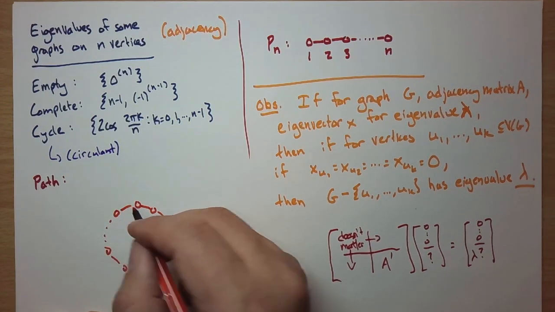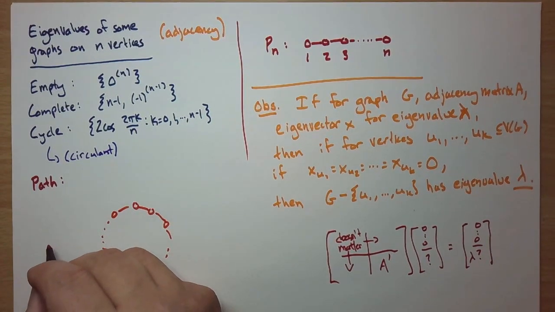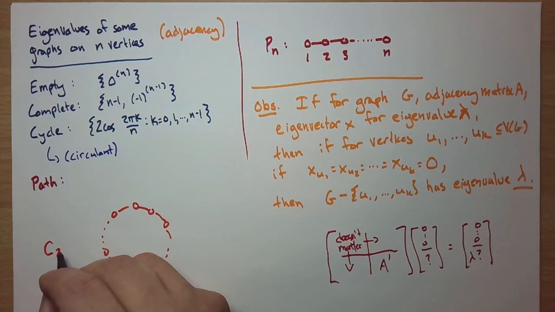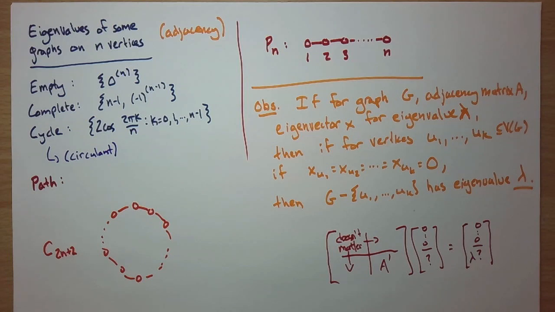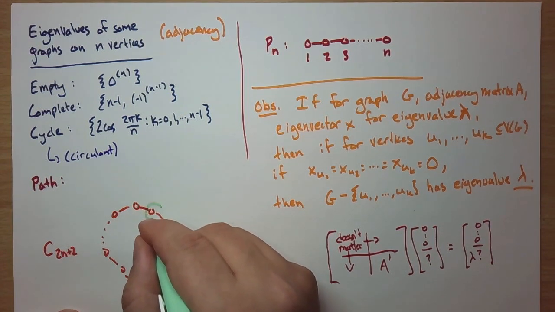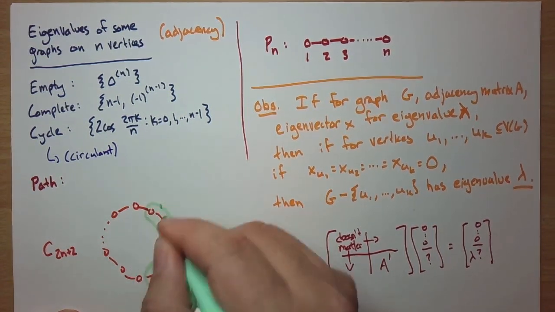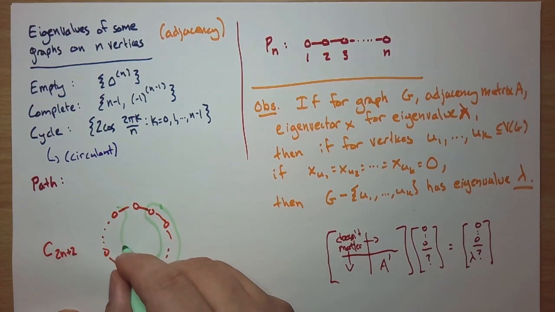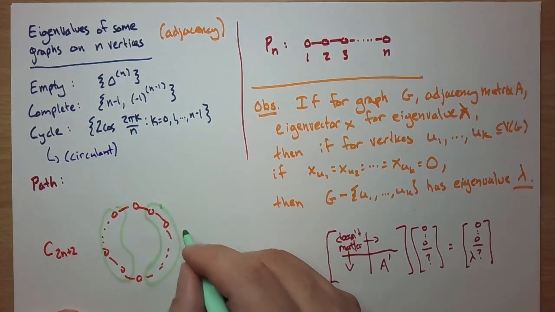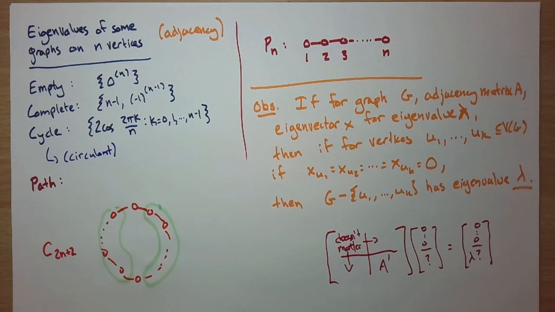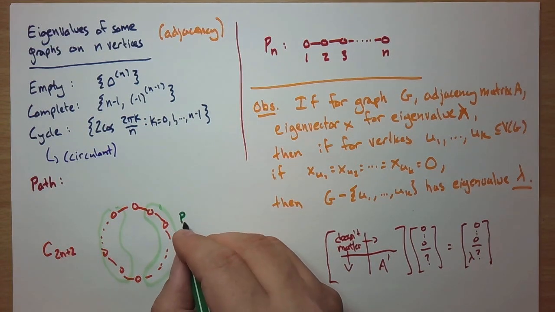Okay, so there's our cycle, and I want this to be the cycle on 2n plus 2 vertices. Now, you'll notice if I have 2n plus 2 vertices, I can split it into a few pieces. I can split it into a left side and a right side, and then two vertices opposite each other. And here I have my path Pn inside of the cycle.